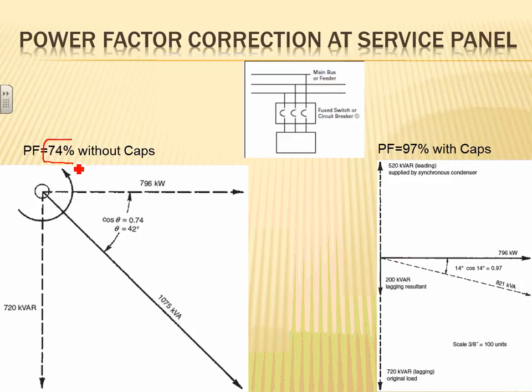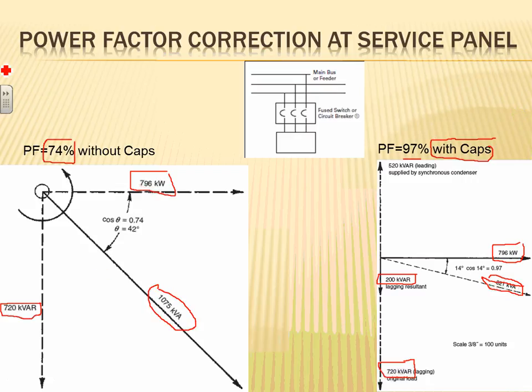Here's an example of how to correct the power factor. I have a 74% power factor without capacitor. When you add your capacitor bank, you can bring it up to 97. I want to bring your attention, guys, to the diagram. They have 796 kW, and it stays the same, 796. That's the actual power; the true power never changes. I have 720 kVAR here, and I added another 200 kVAR capacitor. Can you guys see what happened here? I added a capacitor bank of 200 kVAR to an already existing 720 kVAR, and that's how I reduced the so-called apparent power to 821 from 1,075 kVA.